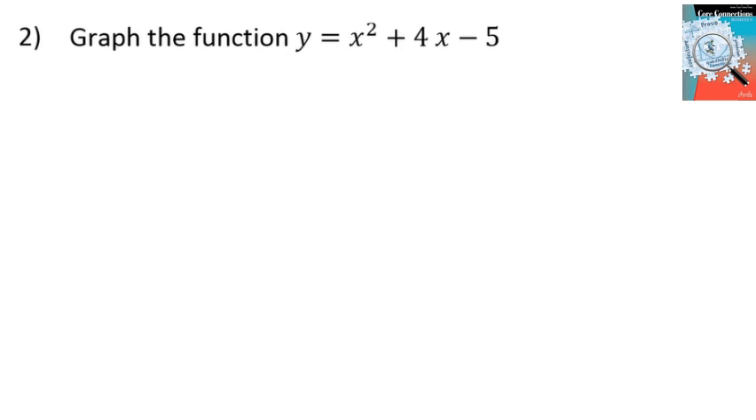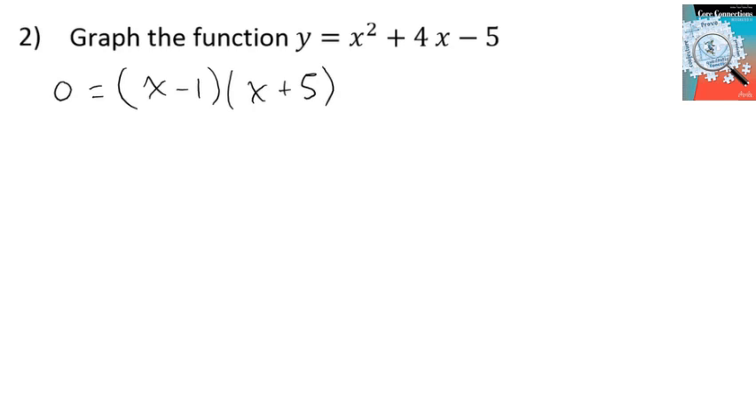Number 2 asks us to graph the function y equals x squared plus 4x minus 5. We've practiced factoring enough, and that's a great way to figure out what the roots of this equation are. So for example, when y is 0, that's when this particular function would be crossing the x-axis. So if we have real roots, by setting y equal to 0, we're likely to find them. So I'm going to write the equation: 0 is equal to, and then I'm going to write this quadratic in factored form. So it's x minus 1 times x plus 5.